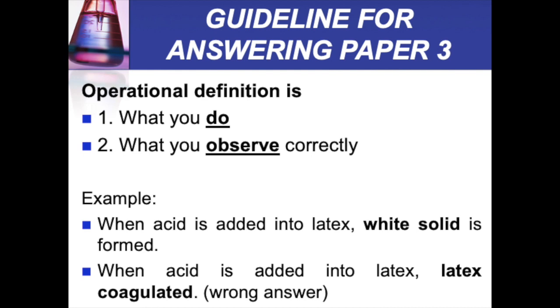Okay, example: when the question asks you for the operational definition for coagulation. In order for you to carry out coagulation, what do you need to do? We need to add acid into the latex. What will you see after you add the acid into the latex? I will see a white solid. So therefore, the operational definition will be, when acid is added to latex, white solid is formed. But don't go and tell us that you can see the latex coagulate. It's impossible.